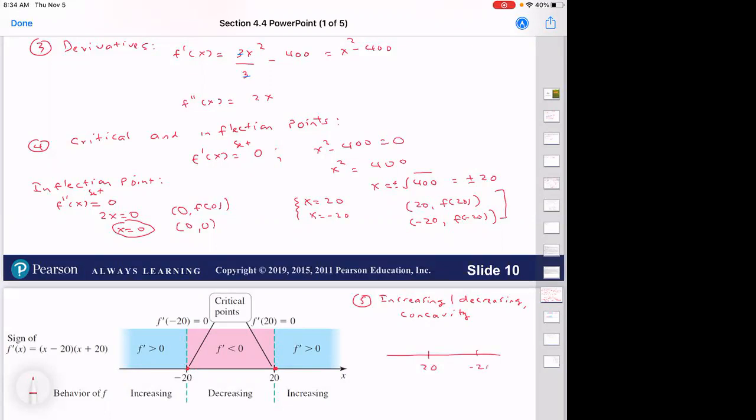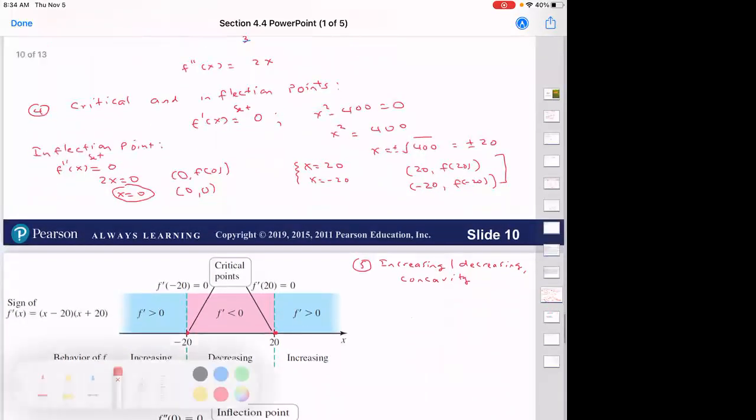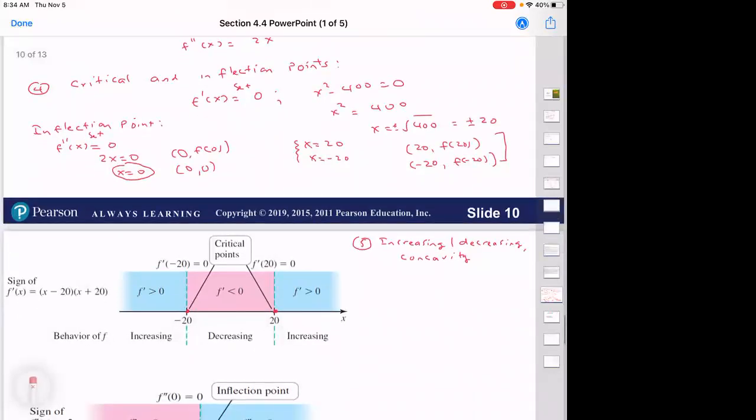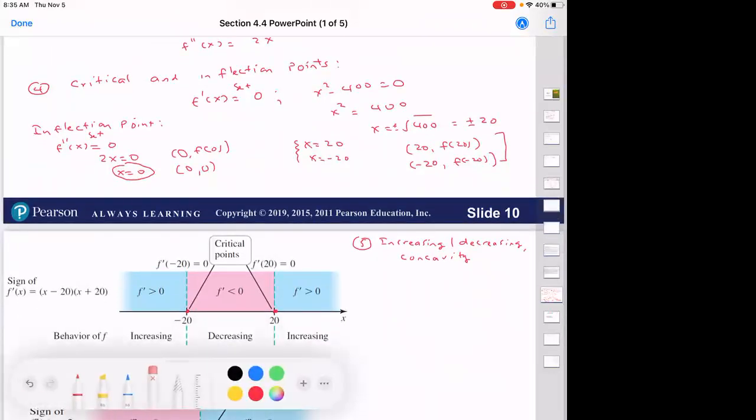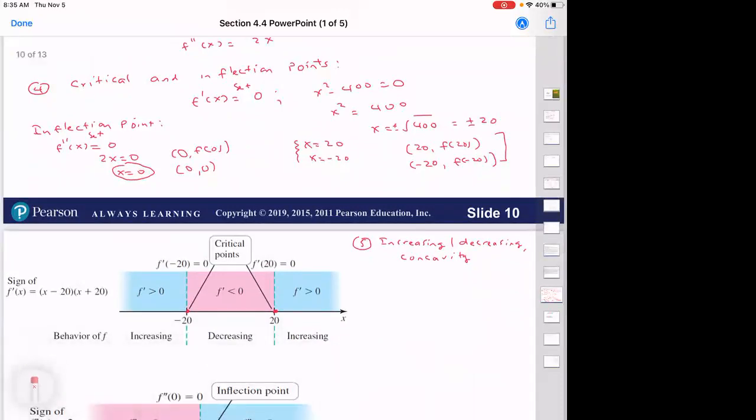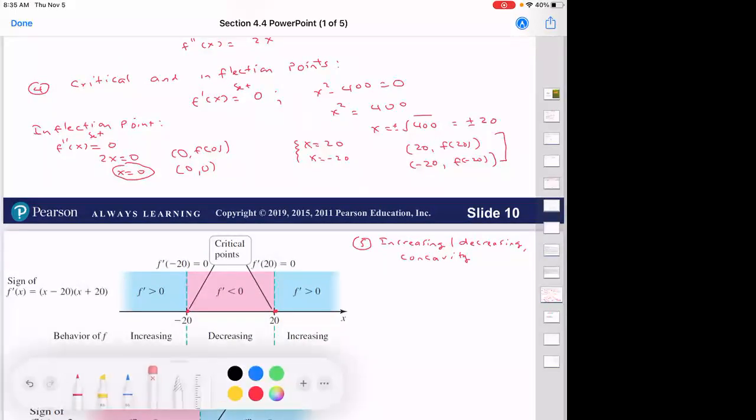Don't do this. What's wrong here? We cannot do that, right? You have to put them in order. So -20 first on the left-hand side, +20 there. You have to write them in order. Now choose a test point. How many intervals do we have with these critical points? We have the interval from negative infinity to -20.